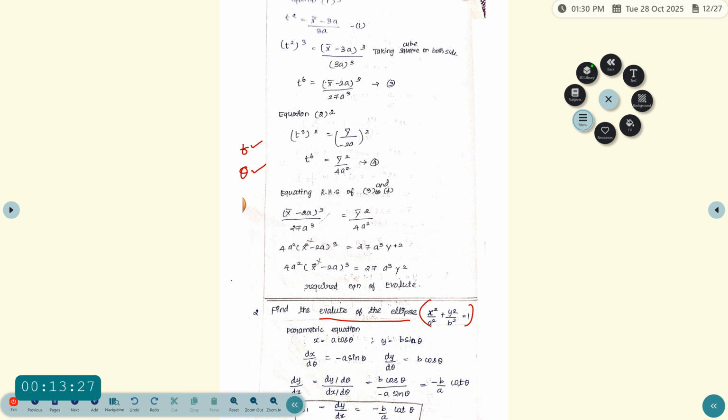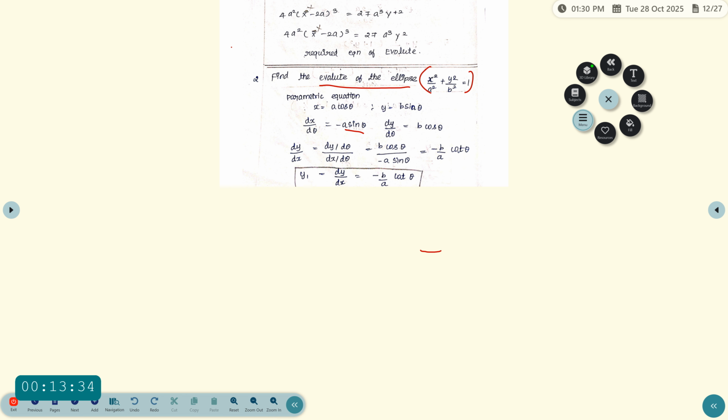Taking the differentiation of x with respect to theta, dx by d theta is minus a sin theta, dy by d theta is b cos theta. In the next step, dy by dx can be written as dy by d theta by dx by d theta. So b cos theta by minus a sin theta, which is minus b by a cot theta. So y1 equal to minus b by a cot theta.